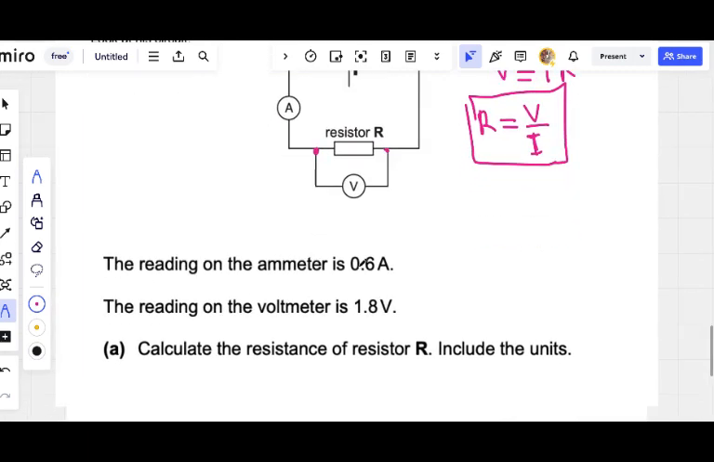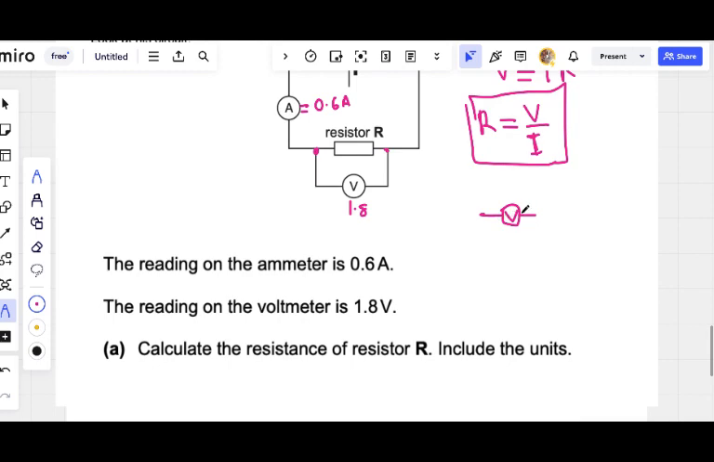Now the reading on the ammeter is 0.6 ampere. That's the reading here. The reading on the voltmeter is 1.8. This is the voltmeter V. This voltmeter is not the voltage. The symbol for a voltmeter: you draw a circle, you put a V inside, and then you show it with a line on both sides. It's different from voltage.